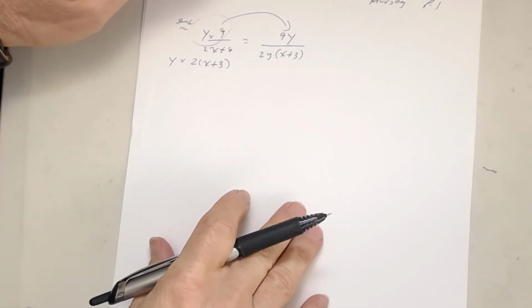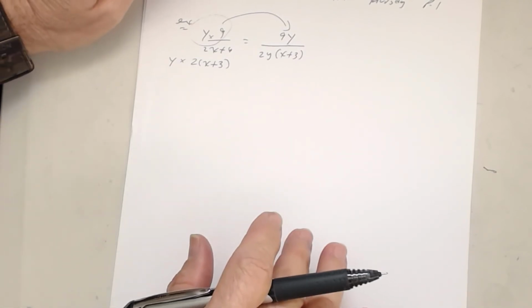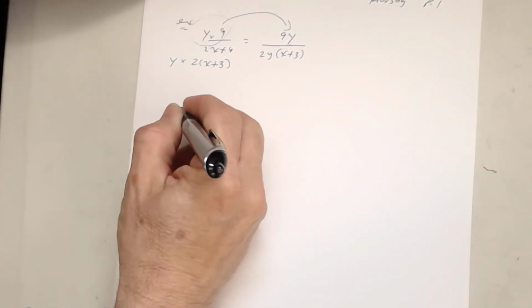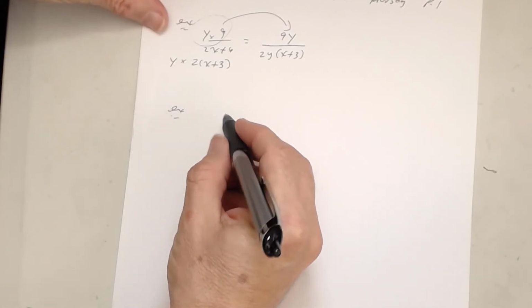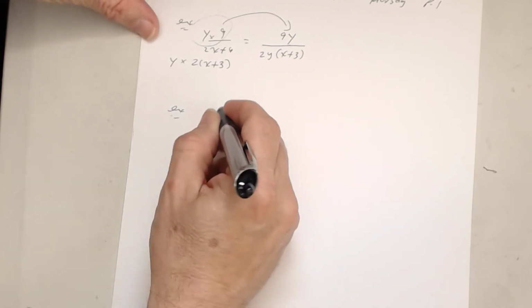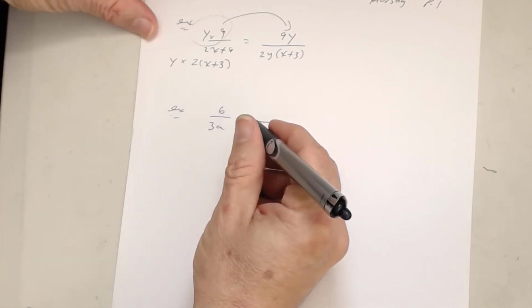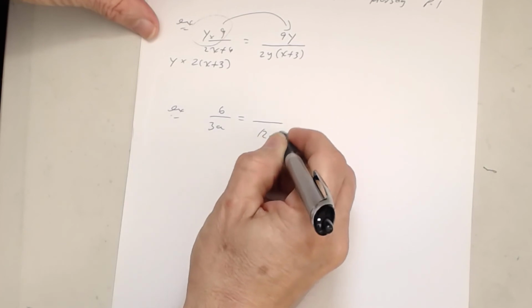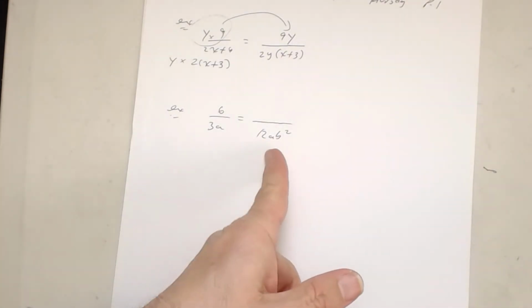Let's suppose you had this one. 6 divided by 3a equal, and then this denominator is 12ab squared. So 6 divided by 3a is equivalent to what fraction with this denominator?